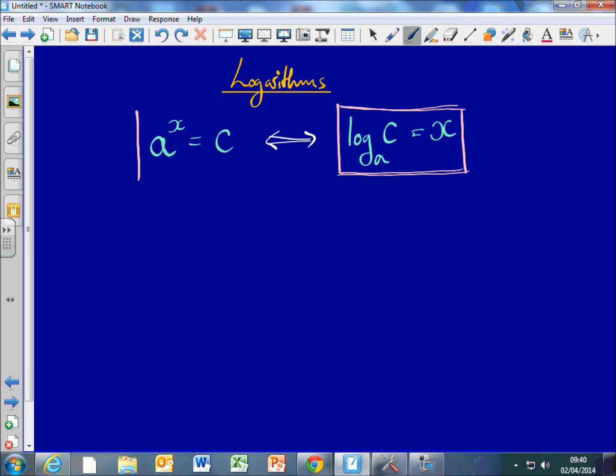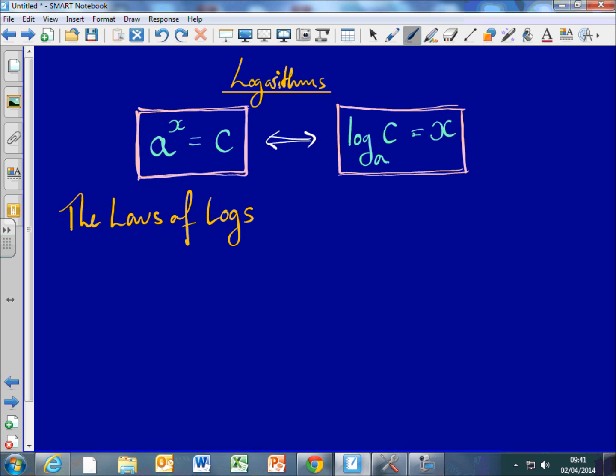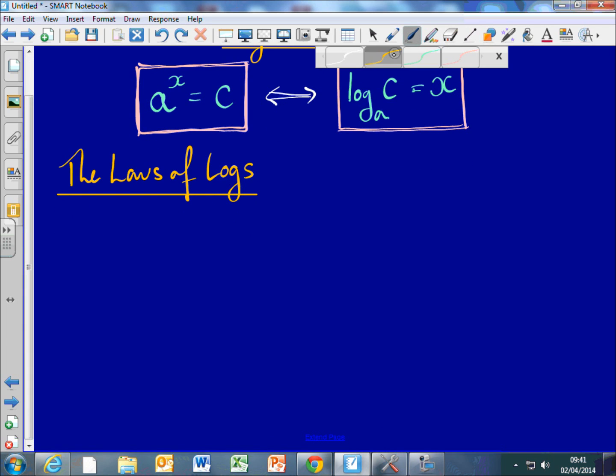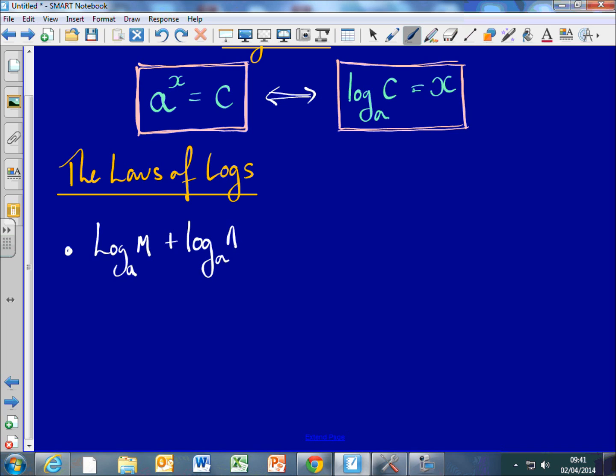Okay? So what we'll do now is we'll just quickly go through the rules of logs, or the sort of things you can do with logs. Okay? The laws of logs, we'll call it. So the first one is, if I have log to the base a of some letter like m, plus log to the base a of n, then I can rewrite that as one log. Okay? Do you know how they go together?